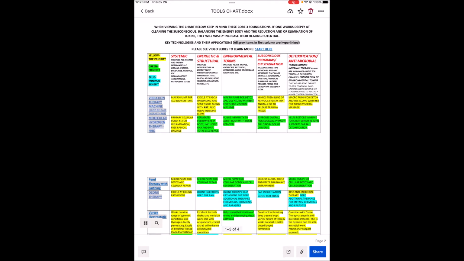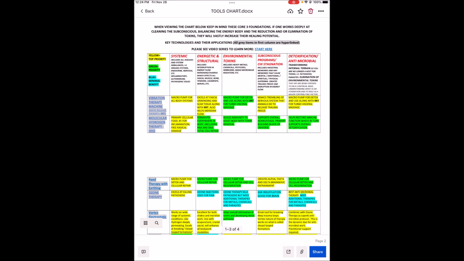So for instance, vibration therapy, which really also includes, this is a vibration therapy program, is really good systemically because it can work on detox and essentially work the whole energy body, the chi, so to speak, and break up stagnation. It's excellent on the energetic structural, amazing self-body work program. It's one of the best programs, actually. It works on the lymph, the organs, the fascia, the meridians, detox, trauma. It's an incredible program.